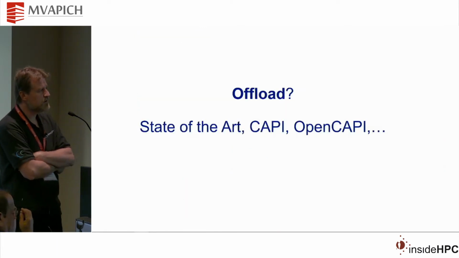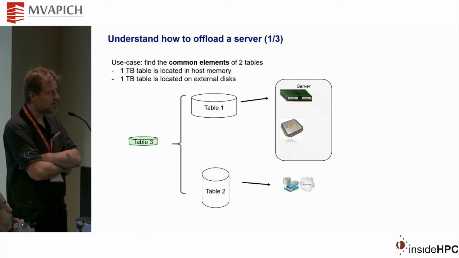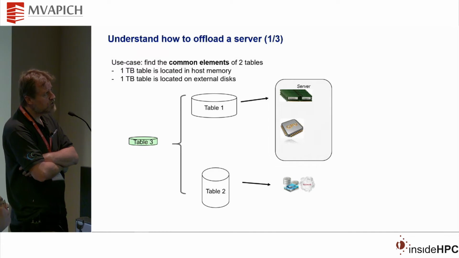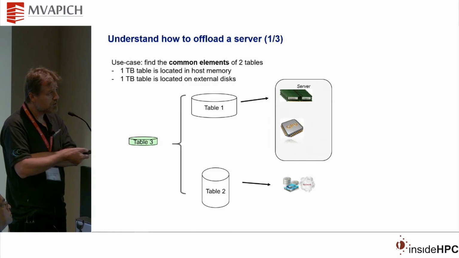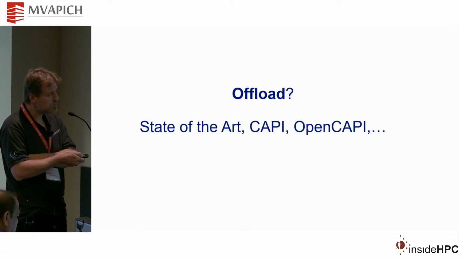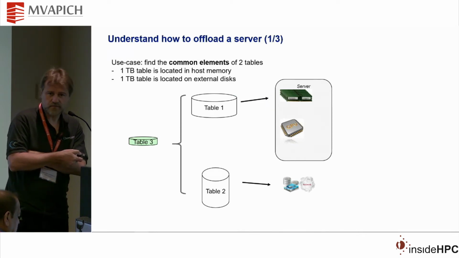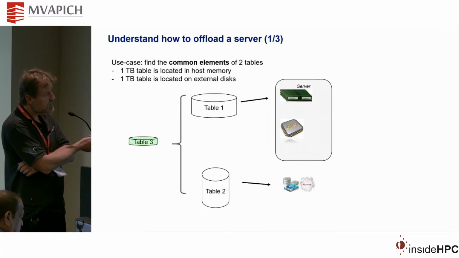So let's have a look into the details of why we would like to use OpenCAPI and what it brings to you, because we said it's not only a fast link, so let's go into more details. Let's say we have a huge table of 1 terabyte that is located outside your server. So here is your server with your local processor and your local memory, and you have a table which is not in your memory, that is outside, and you would like to compare it to another table that is located on an external disk. This is a task that requires you to get the common elements between these two huge tables.